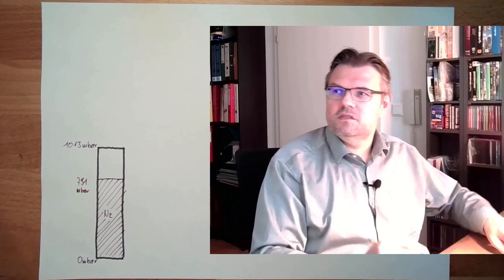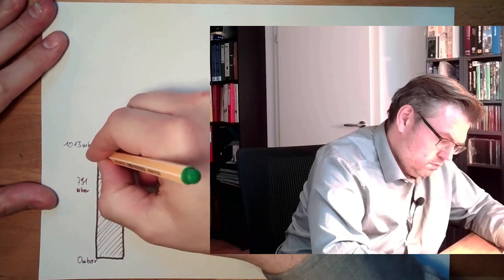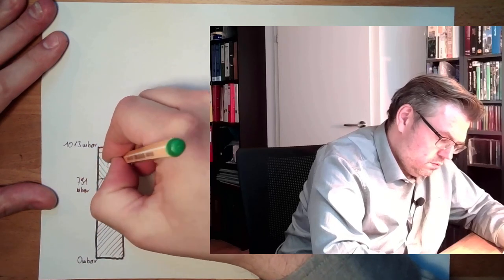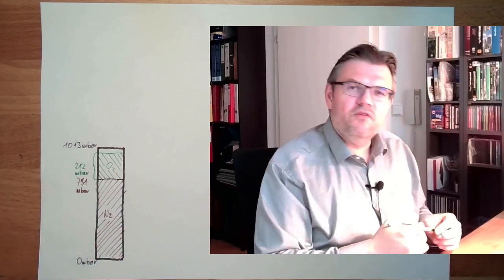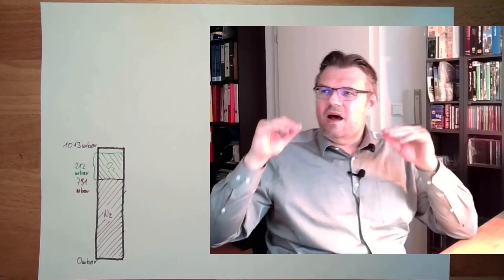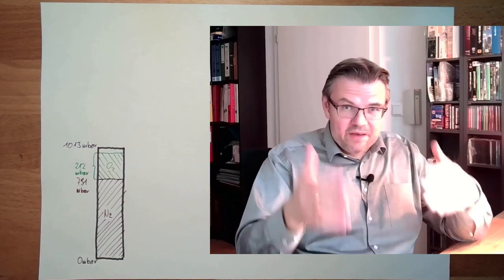Then there is a rather big chunk of oxygen. Oxygen around 21%. O2. Here, the partial pressure of O2 is 212 millibars. And then there are different other things. There's, for instance, argon, there's carbon dioxide, and so on, summing up to 100%.